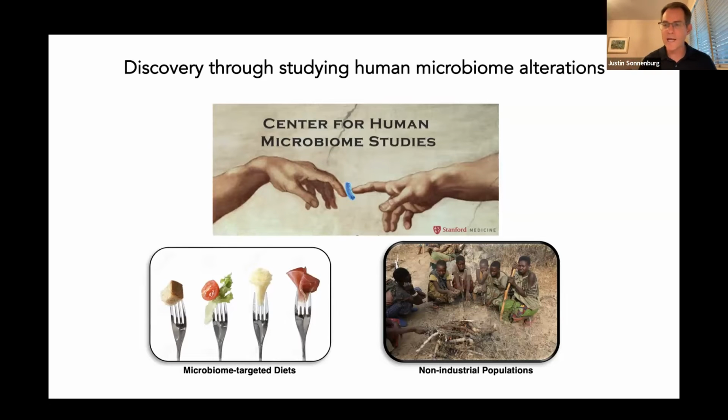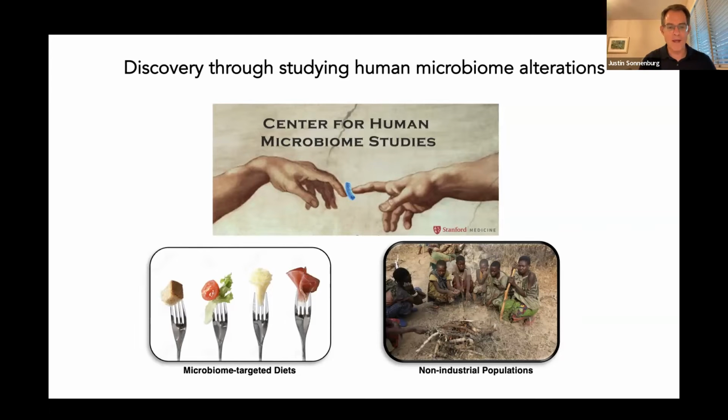On the one hand, we study non-industrial populations like the Hadza hunter-gatherers, shown here in Tanzania, as a way of understanding how lifestyle impacts the gut microbiome. If you take away the impact of industrialization, what happens to the gut microbiome?